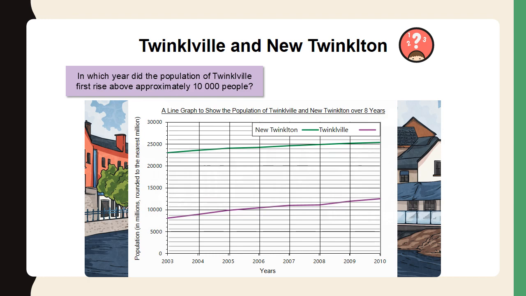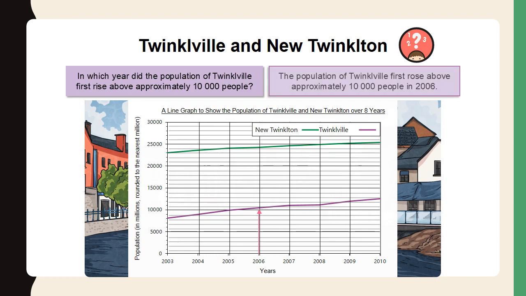Now, in which year did the population of Twinklville first rise above approximately 10,000 people? So, which line represents Twinklville? Excellent, it's the purple one. So let's follow the purple line and let's see at what point it rises above 10,000. Follow your finger along the purple line, and when that purple line hits 10,000, I want you to stop and change direction and follow the vertical line down to the year. What year was it? Excellent. It was 2006. Okay, that's when it rose above.